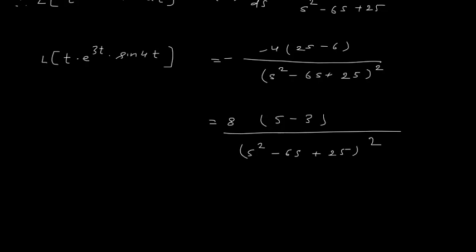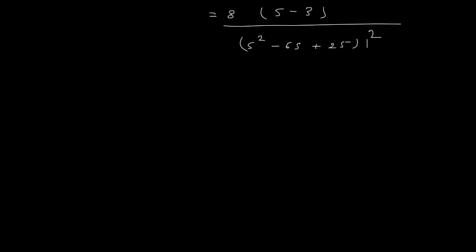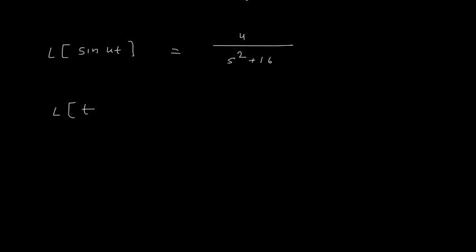Now the same problem can also be solved by first using multiplication by t and then the first shifting theorem. So again, Laplace of sin 4t is 4 upon s square plus 16. Now at this stage I will use Laplace of t into sin 4t.